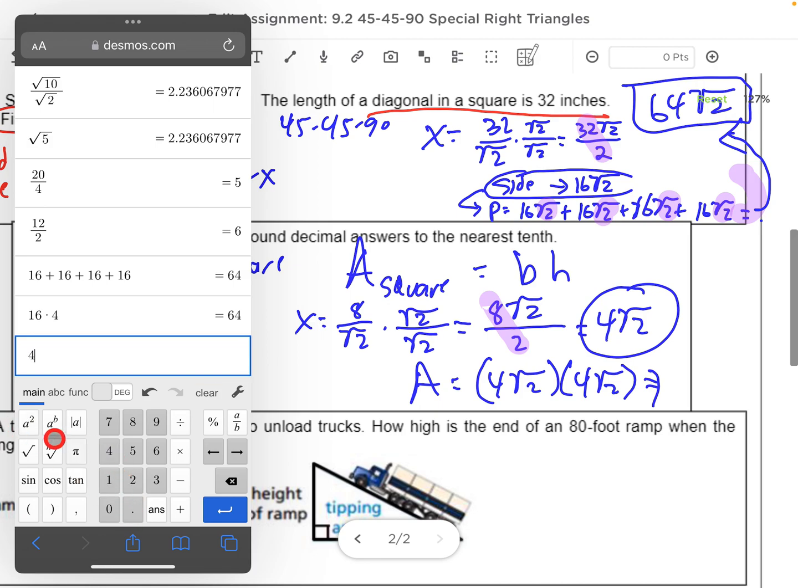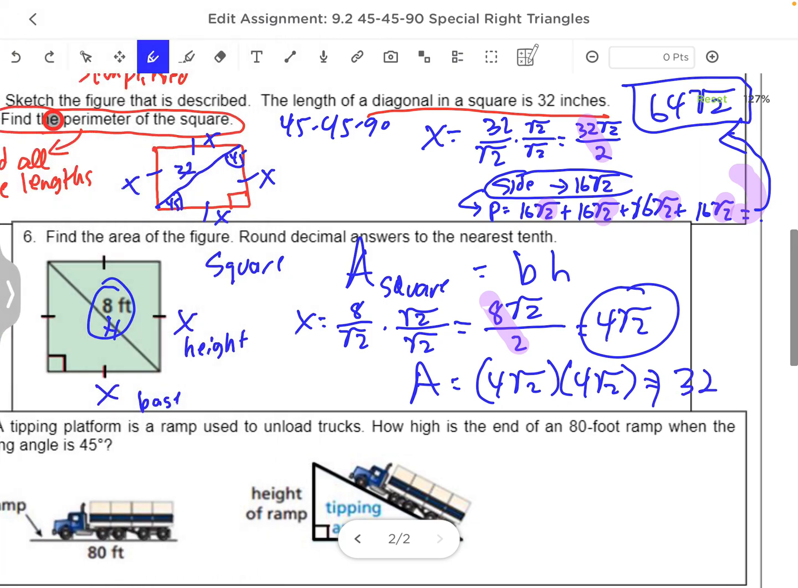So we're going to say 4 square roots of 2. I'm going to go to the right times, so if you notice how it looks, it needs to look like that, 4 square roots of 2, right? And that's equal to 32. So that's our answer is 32. And since we're doing area, we're going to say square feet, right? 32 square feet. That's our answer.